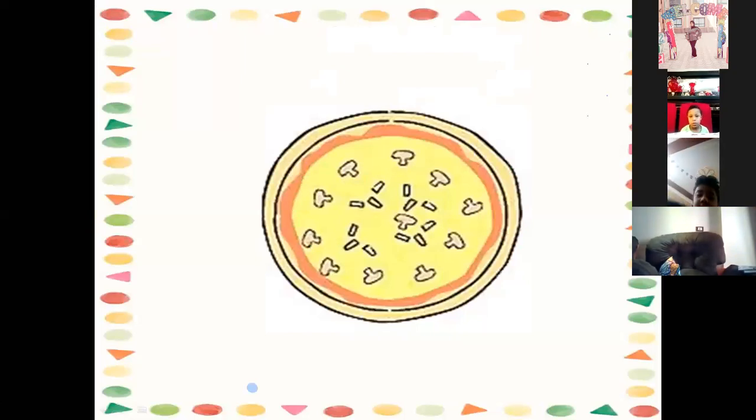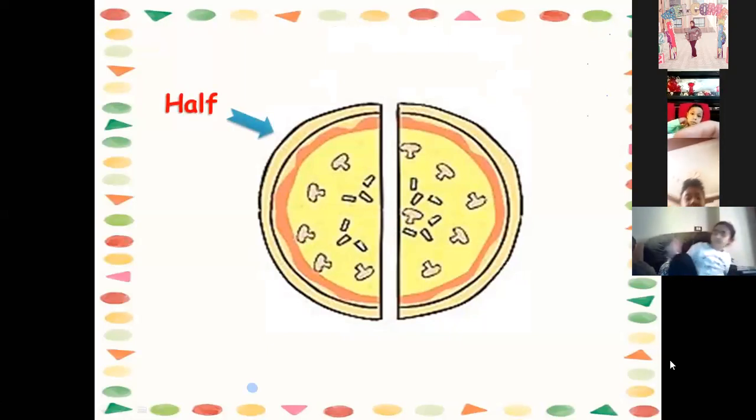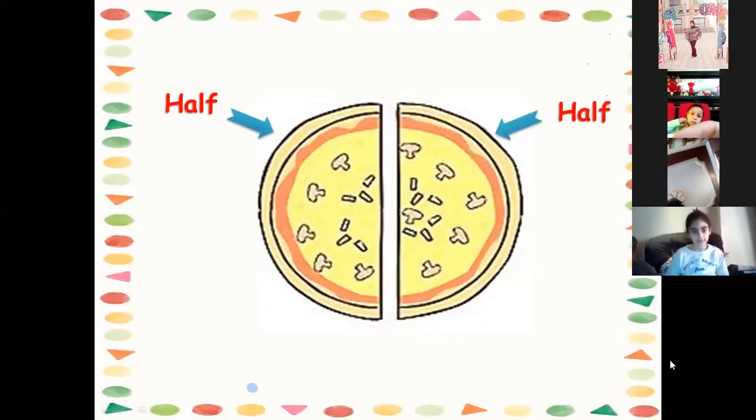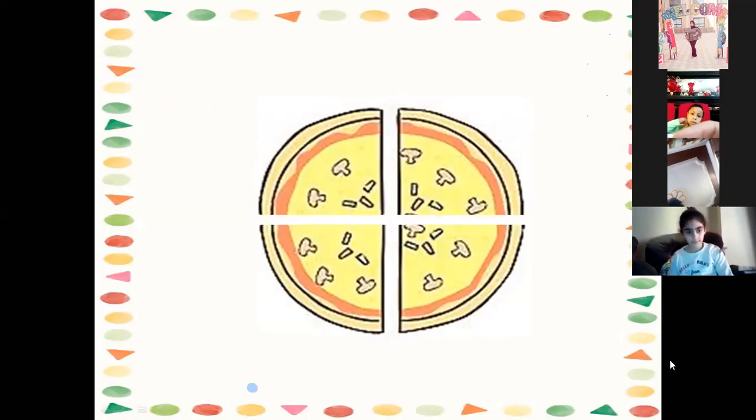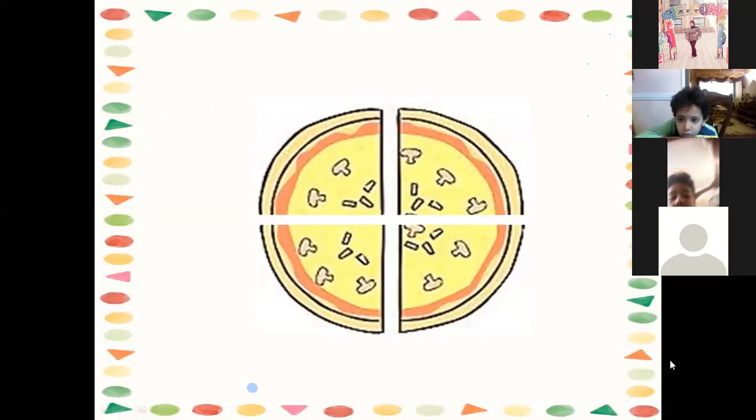We had one whole pizza. And if I cut it down from the middle into two equal parts, we will get how many halves? We will get two halves. This is a half, and this is the other half. What will happen if we cut it down from the middle again? Good job, guys. We will get four equal parts.